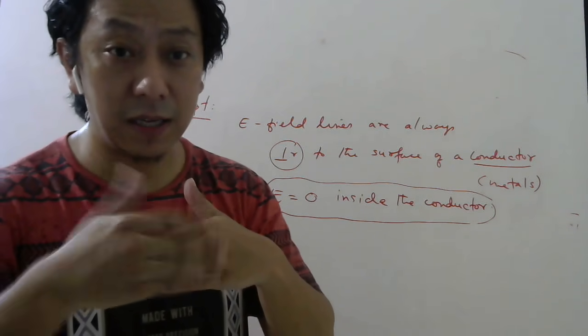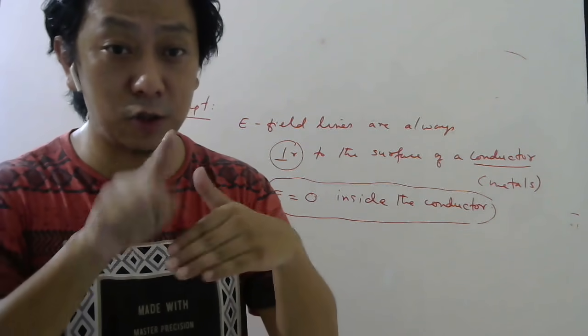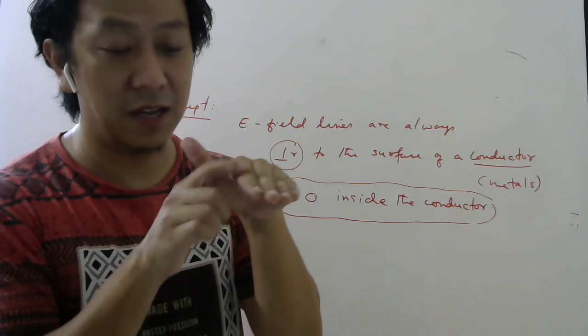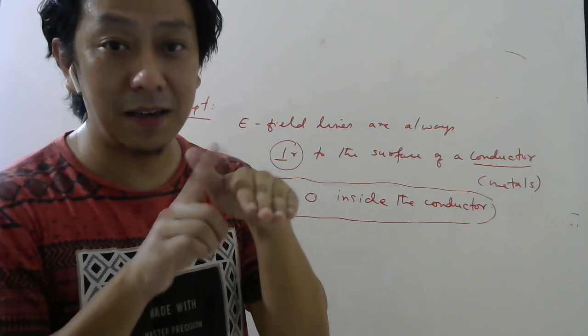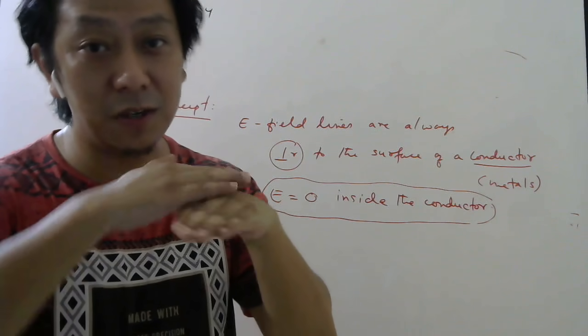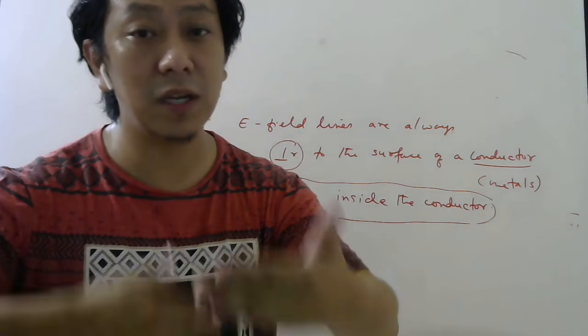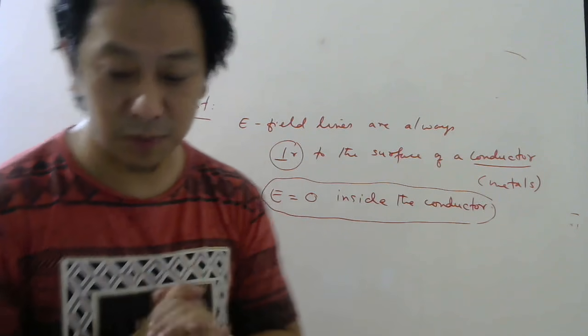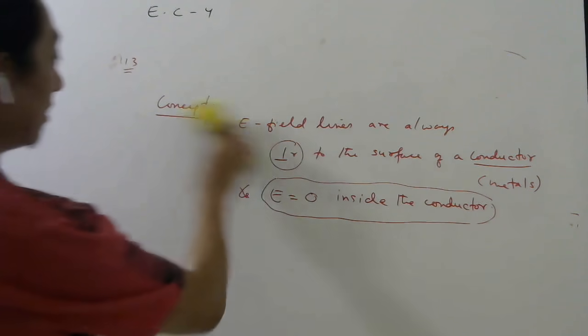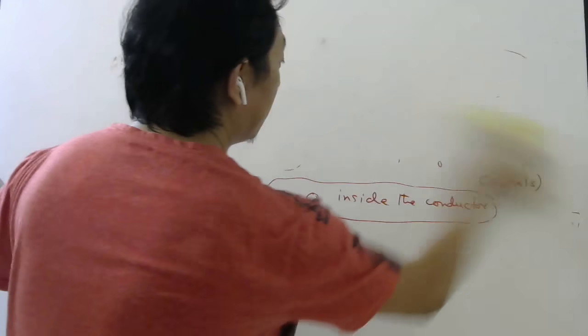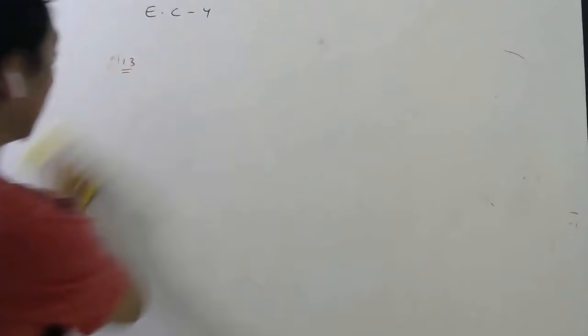And outside, even if there is electric field, the direction should be perpendicular to the surface. So outside the conductor, electric field lines are always perpendicular to the surface of the conductor. Proof of this I will be giving to you in the next chapter. Okay, so please remember this. So remembering this concept, let us now easily answer question number 13.